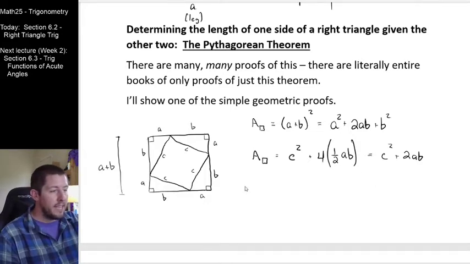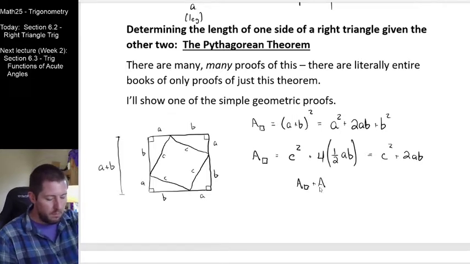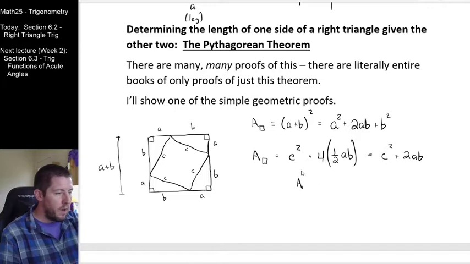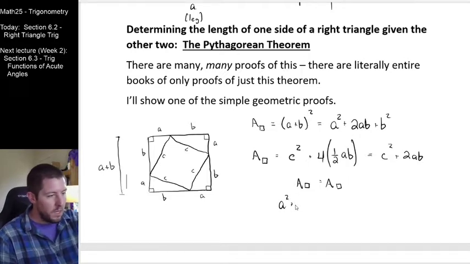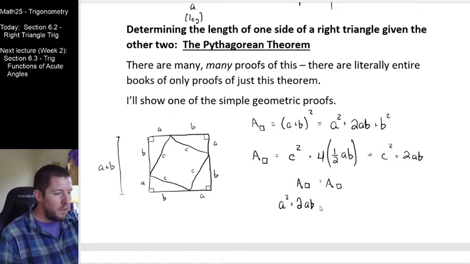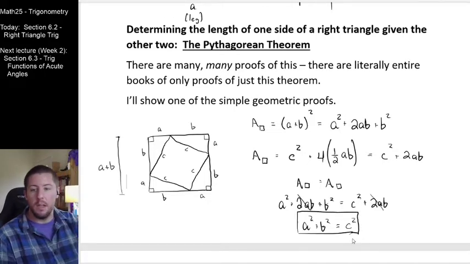So let's set these equal to each other now and see what we find. The area of the square, one version, should be equal to the other version of the area of a square. So this says to me a squared plus 2ab plus b squared should be equal to c squared plus 2ab. Well, I'm just going to subtract 2ab from both sides and look what we're left with. a squared plus b squared equals c squared, where a and b were the legs of the right triangles, and c is the hypotenuse.